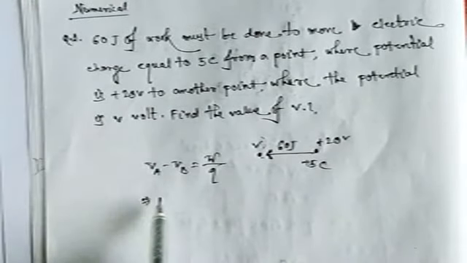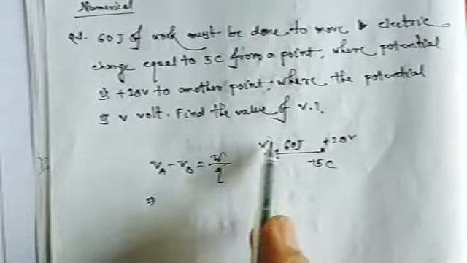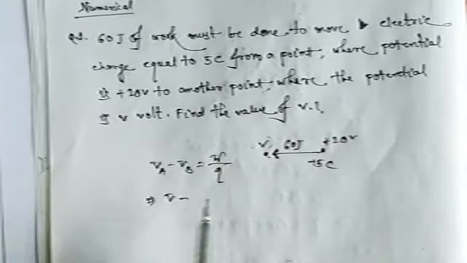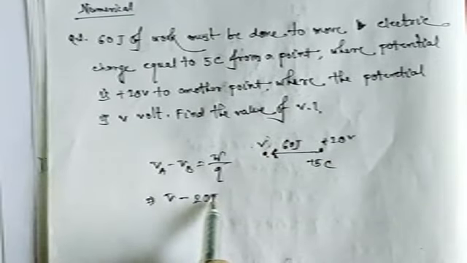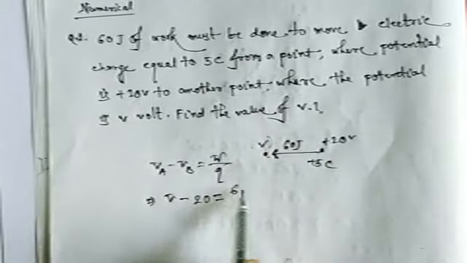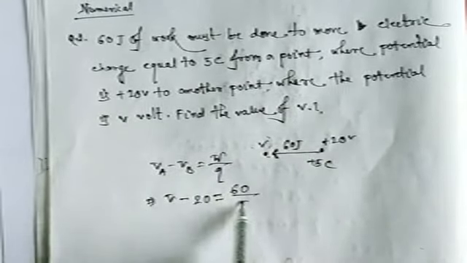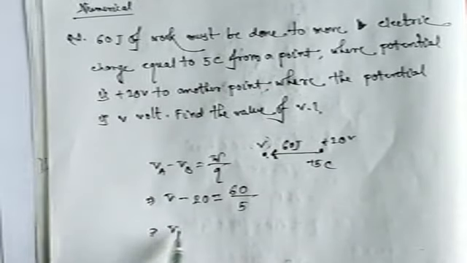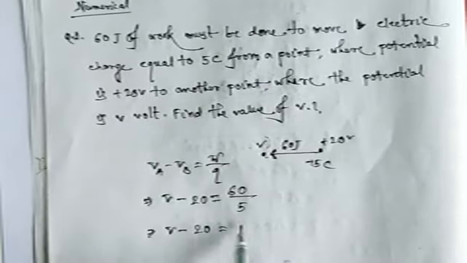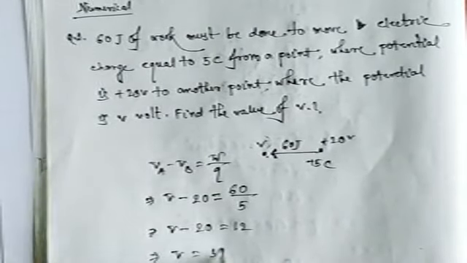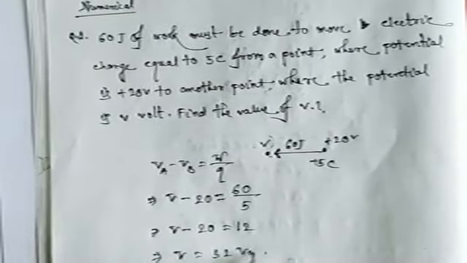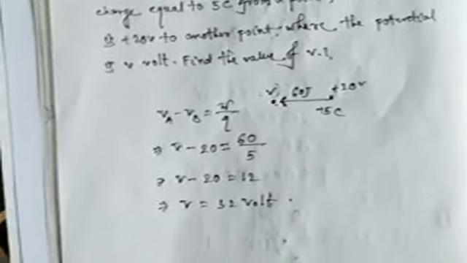Now VA means the final, VB means plus 20 volts, so V minus 20 equals W, which is 60, divided by the charge, which is 5 coulomb. Therefore V minus 20 equals 12. Therefore V equals 32 volt. That's all. Very simple.